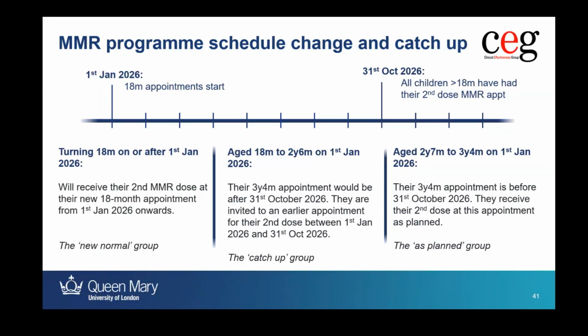But those who are between 18 months and 2 years and 6 months wouldn't turn 3 years and 4 months by the 31st of October. It would be after that date. So all their appointments are being brought forward to get their second dose of MMR before that 31st of October deadline. And you can think of that as the catch-up group. So you've got the new normal group who are turning 18 months on or after the 1st of Jan. They get it at their 18-month appointment. And then you've got the catch-up group and the as-planned group, because they want all of these to have their second dose of MMR by the 31st of October 2026. Next slide, please.